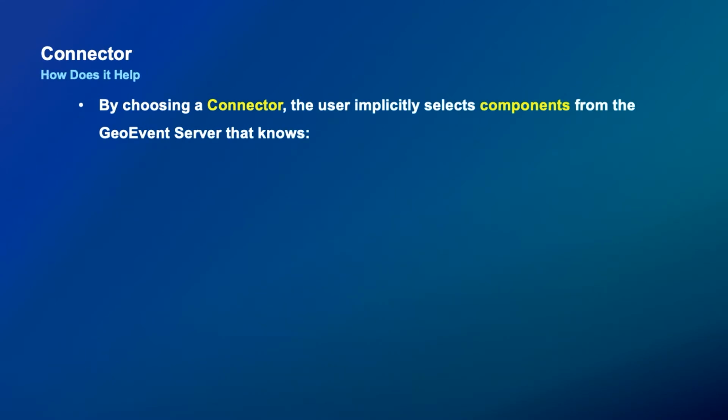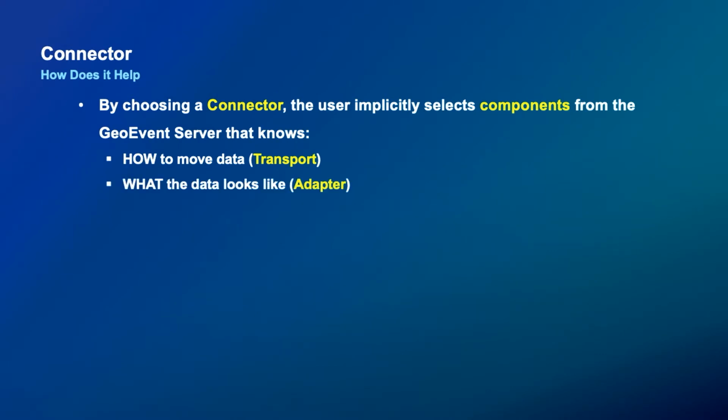Now let's dive deeper into connectors. So functionally, when a user selects a connector, he implicitly selects the component inside the GeoEvent server that knows how to receive and send data. We call that component transport. And the component that knows what the data looks like, we call that component adapter. With that knowledge, the adapter can convert raw data into GeoEvent and from GeoEvent to raw data.